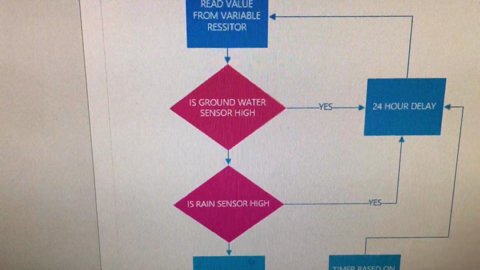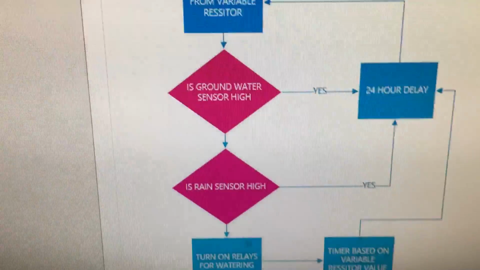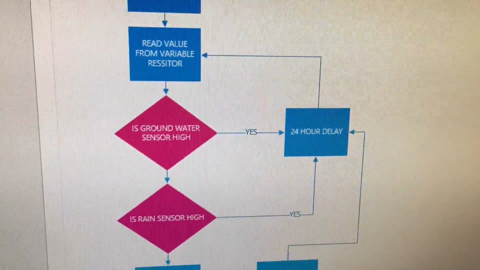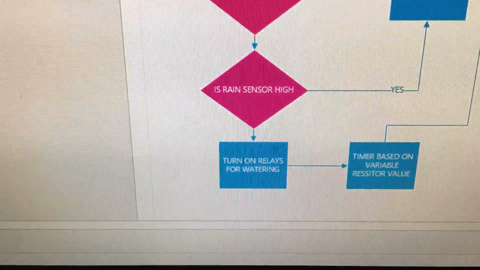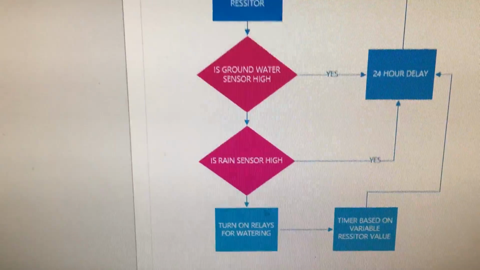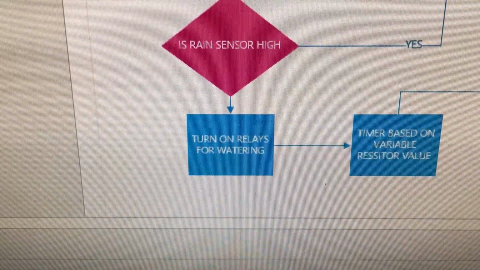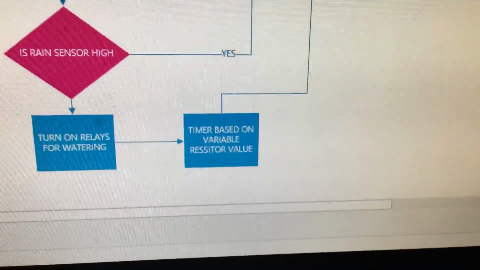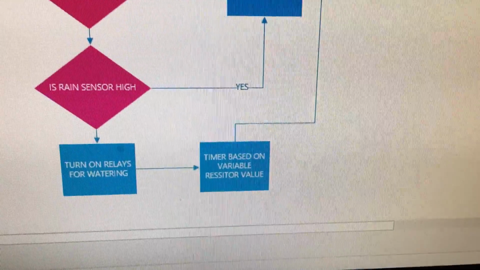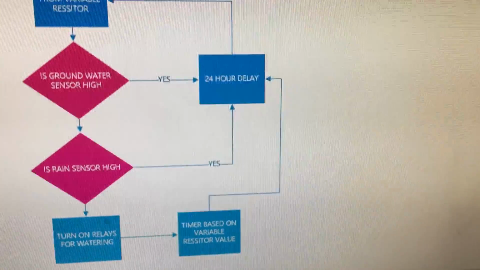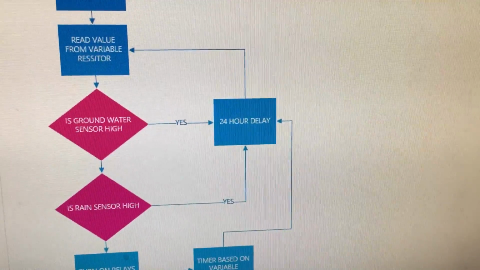The microcontroller then checks to see if there is a high condition on either the groundwater sensor or the rain sensor. If there is, it sets a 24-hour delay and indicates with an LED that a rain delay has occurred. If there is no rain sensor and groundwater saturation, the sprinklers need to come on. So the relays are turned on for watering, and then the delay is set for the timer based on the variable resistor value that sets the time that the sprinkler should stay on. After that time, then another 24-hour delay occurs to cycle to the next day.